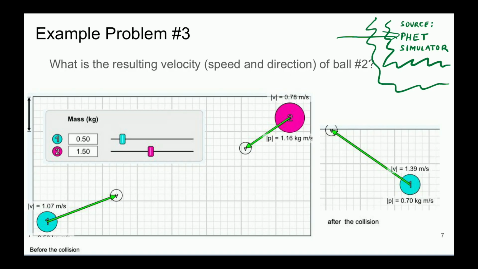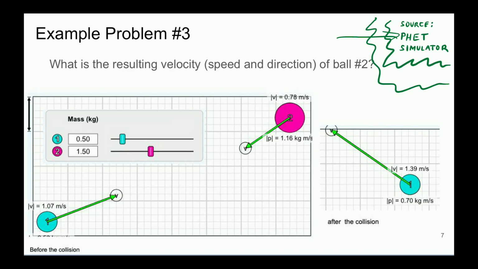Usually I like to prove my physics claims in real-life experiments. It's very hard to do that for a 2D collision because you need a frictionless collision. You need things moving with no friction. It's very hard to get rid of friction in a collision. So here I'm going to use the simulator and trust that it knows what it's doing.